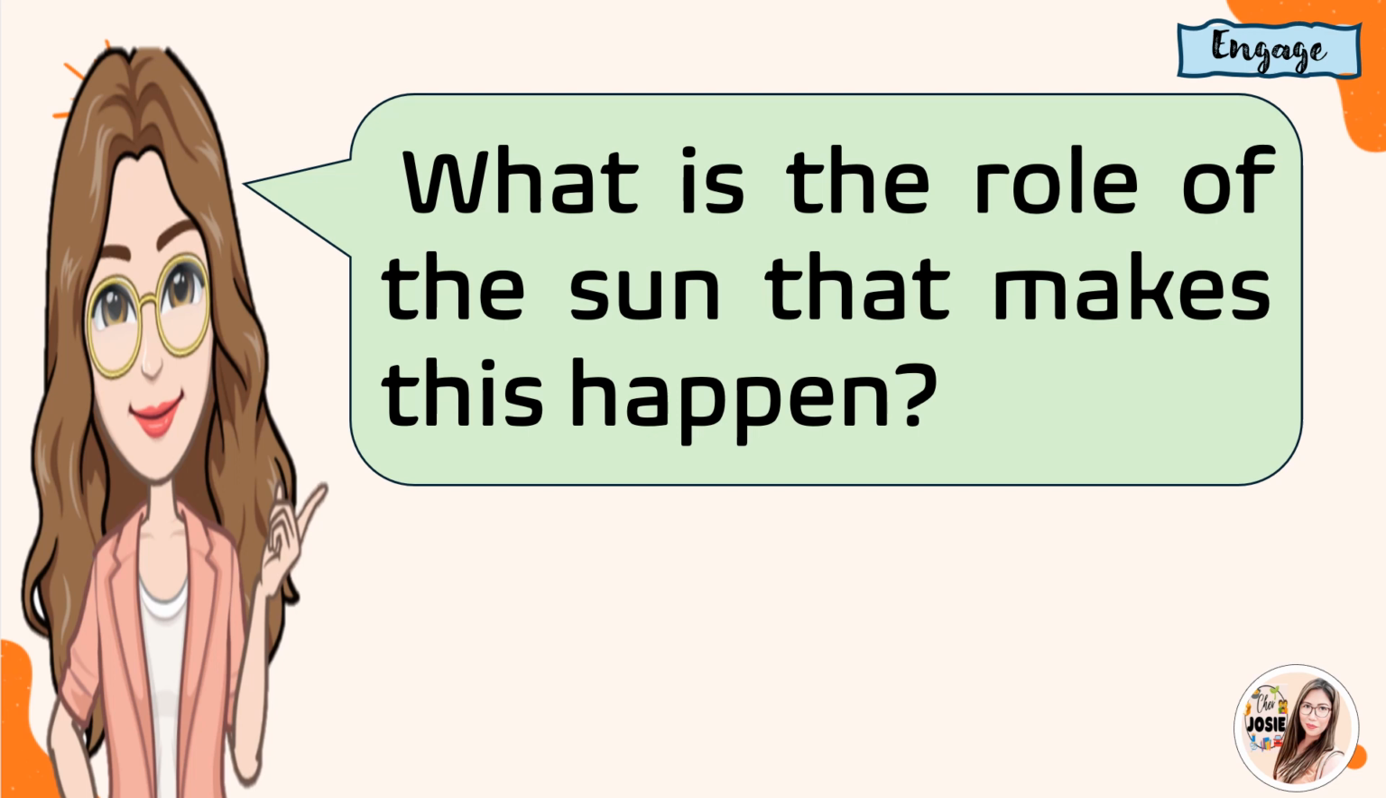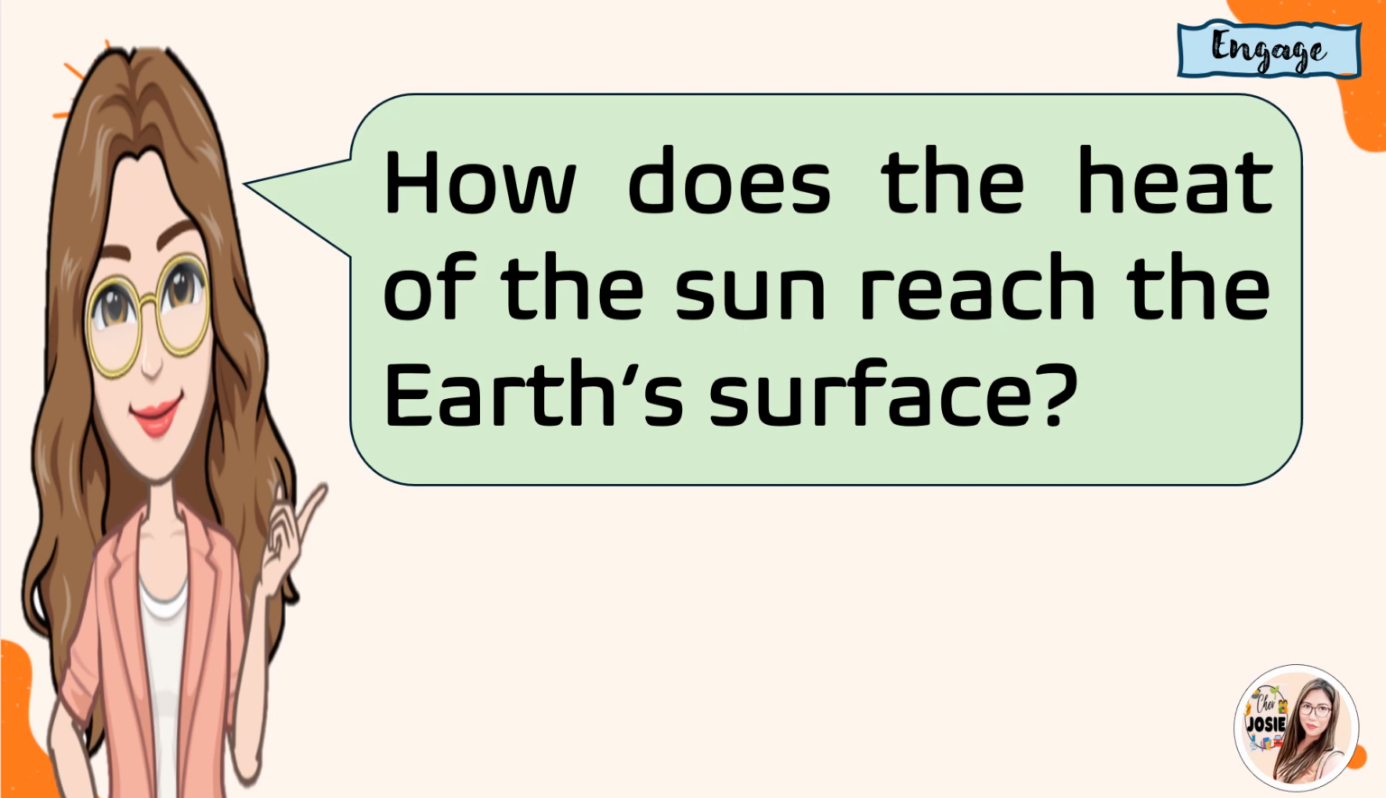You're right, because the sun gives us heat and light on Earth. How does the heat of the sun reach the Earth's surface? Very good. The sun's radiation strikes the Earth's surface.